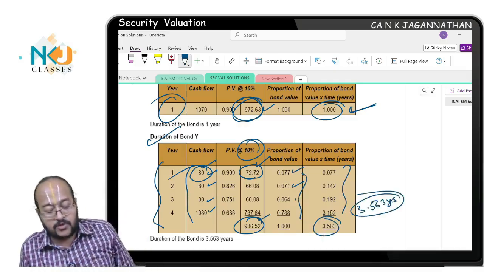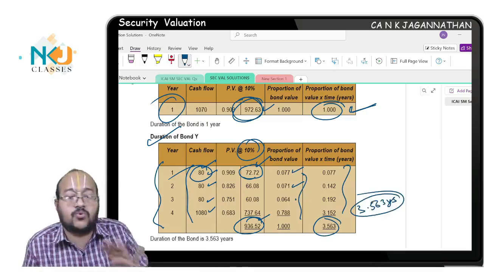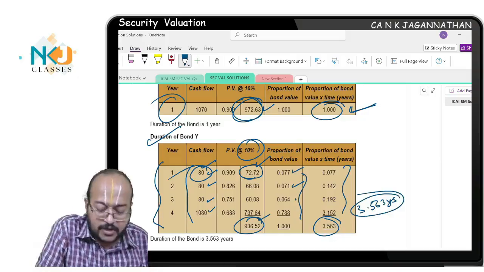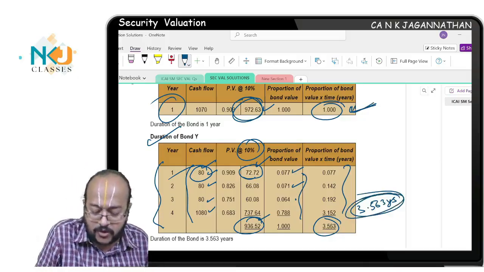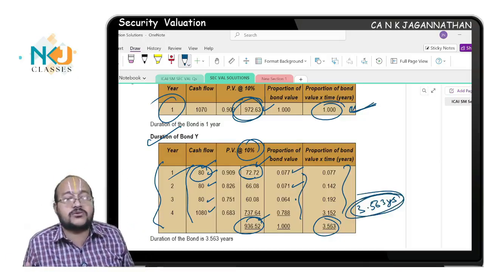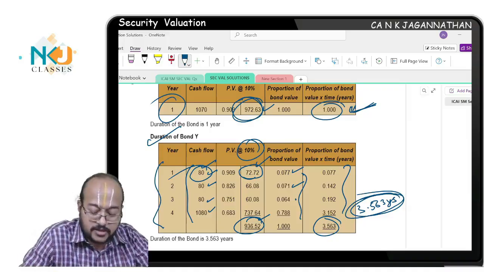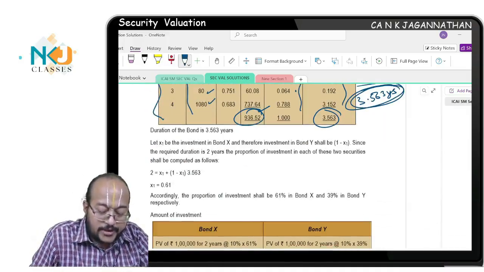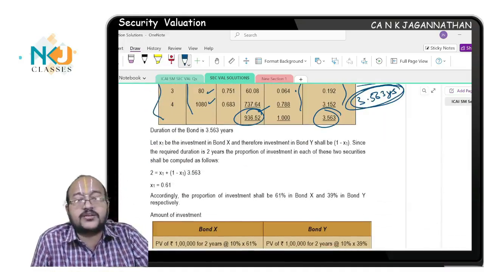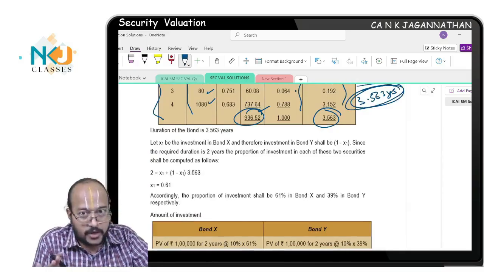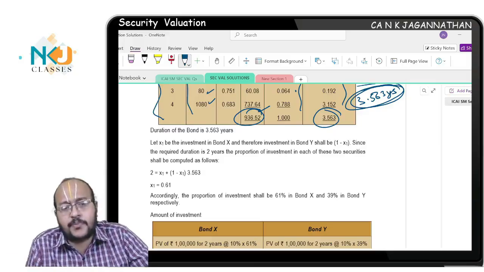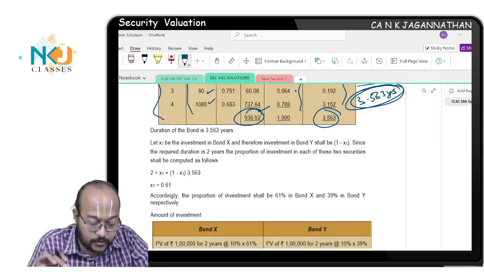Now tell me whether this matches your investment time horizon. No. The duration of bond X is 1 year, that doesn't match. The duration of bond Y, 3.563 years, also doesn't match our requirement of 2 years. What I do is construct a portfolio consisting of these two securities, bond X and bond Y. But what is the proportion? I don't know the proportion. That only you need to find out.